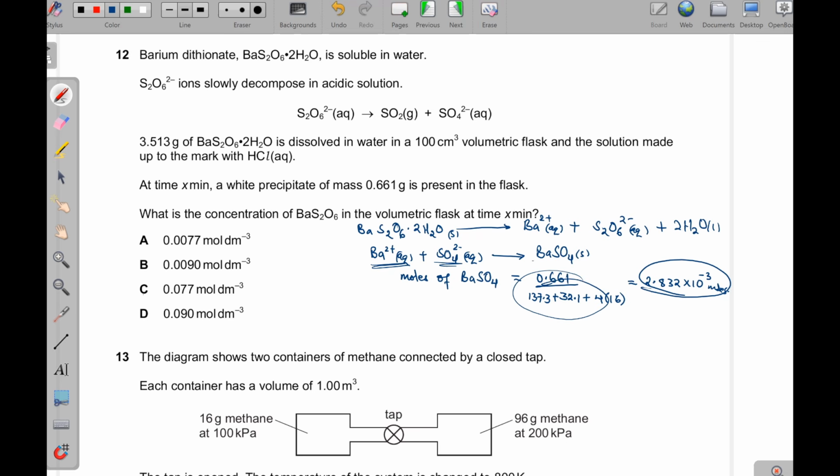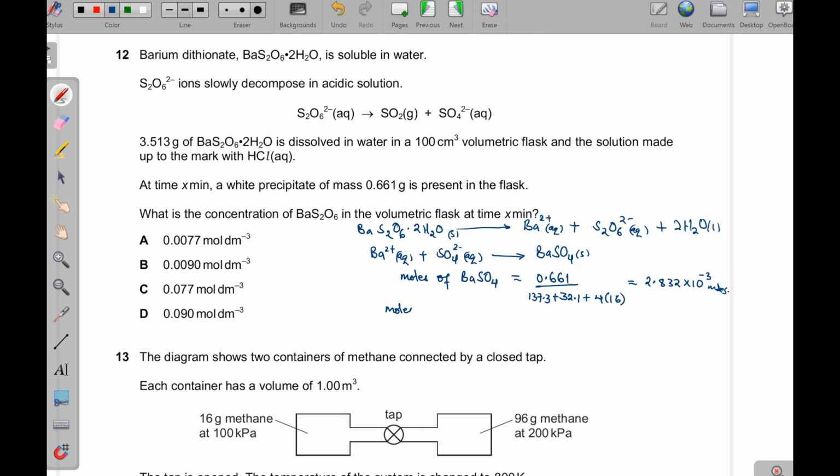The moles we have gotten here are for this solid. So since the reaction mole ratio is 1 to 1, they are the same moles for the sulfate or barium ions. Now those are the ones that have been produced here, and those number of moles are going to be equal to the moles of this barium dithionate.